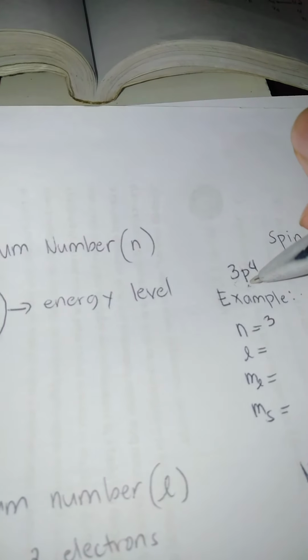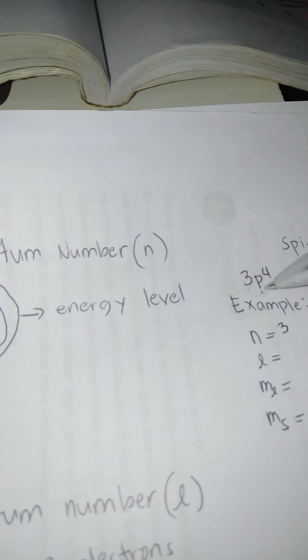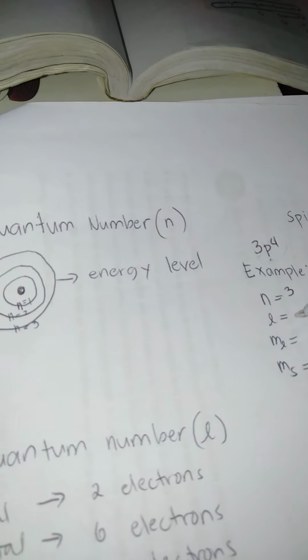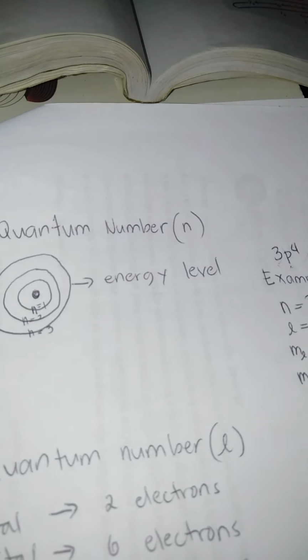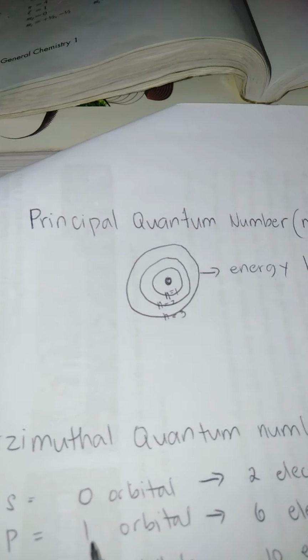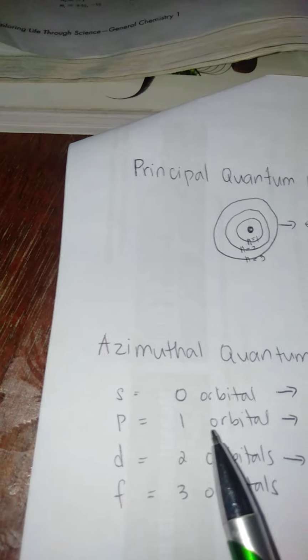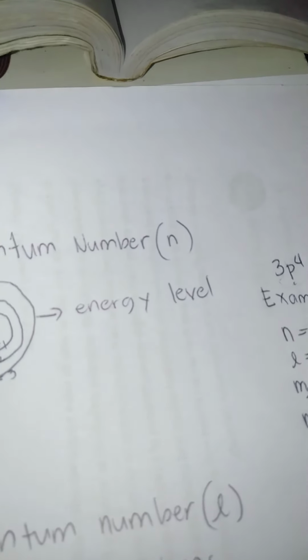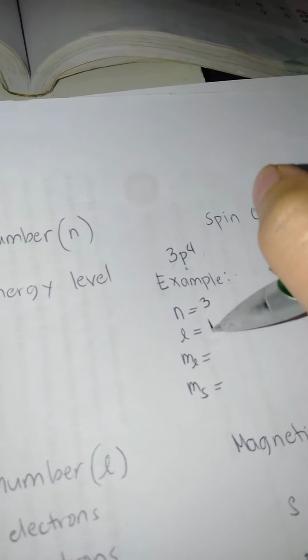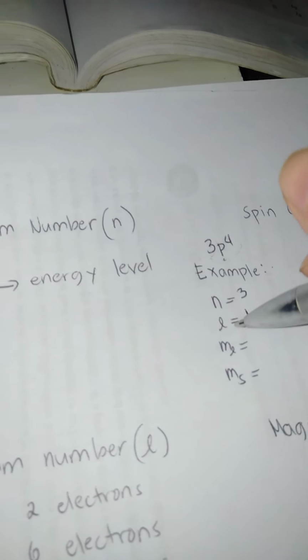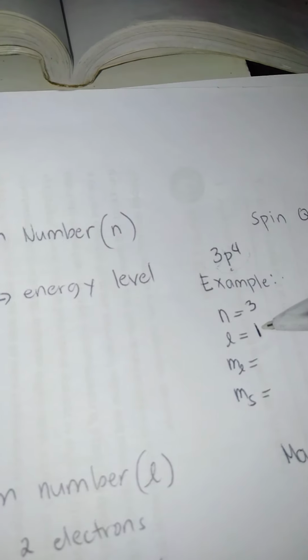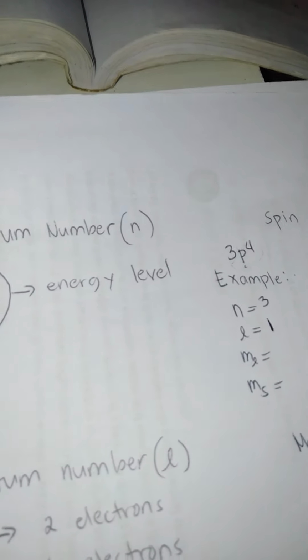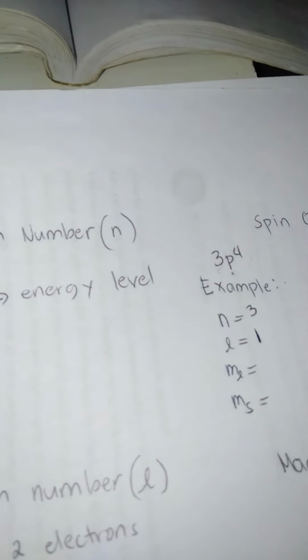So if we have an orbital that is letter P, what is the value of letter L in this example? We can see here that letter P has one orbital, so you will have to put 1. It means that letter L in 3p4 is 1. So we're done with the principal quantum number and the azimuthal quantum number. Let's proceed to the next one, the magnetic quantum number.